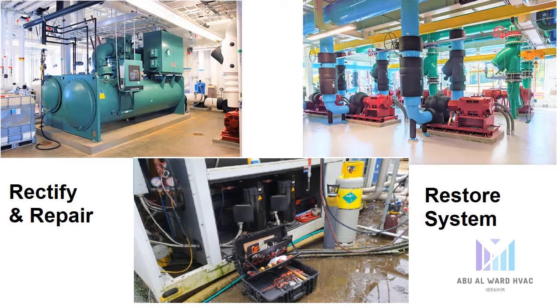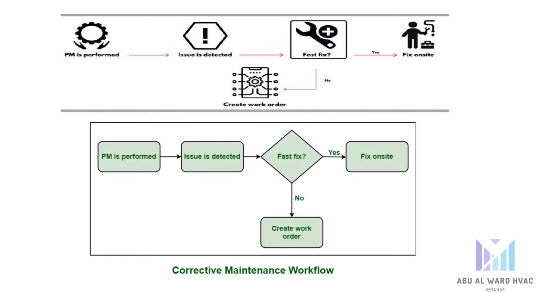Corrective maintenance is the category of maintenance tasks that are performed to rectify and repair faulty systems and equipment. The purpose of corrective maintenance is to restore systems that have broken down. Corrective maintenance can be synonymous with breakdown or reactive maintenance.